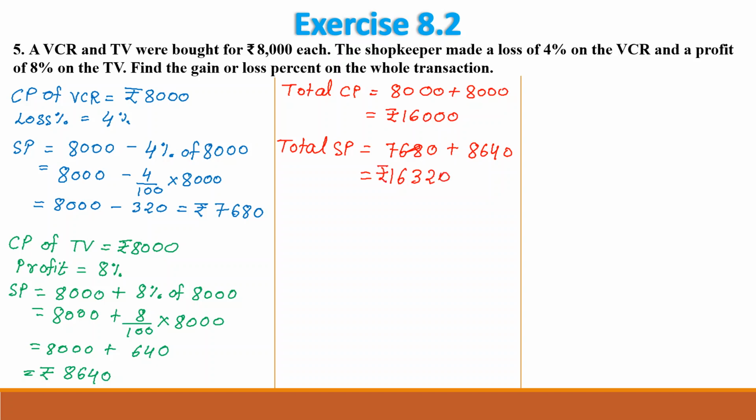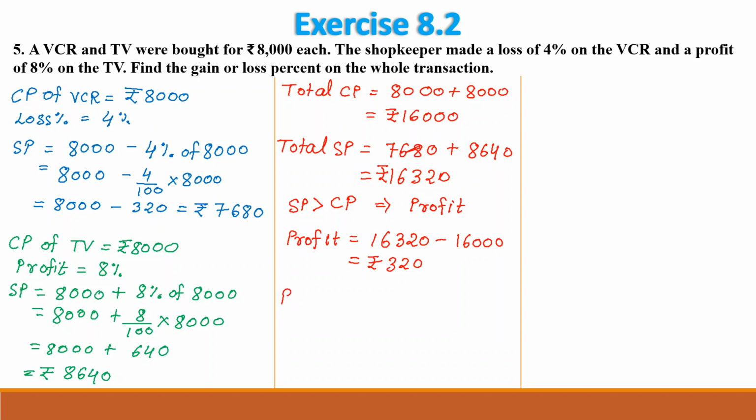Now we can see that the selling price is greater than the cost price. So whenever the selling price is greater than the cost price, it means that on the whole transaction you have a profit or gain. So we calculate the profit now, which is equal to SP minus CP. So 16,320 minus 16,000, which gives the value as 320.